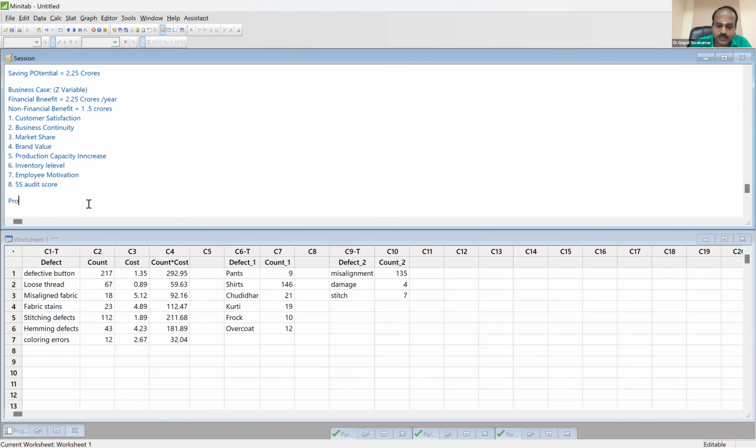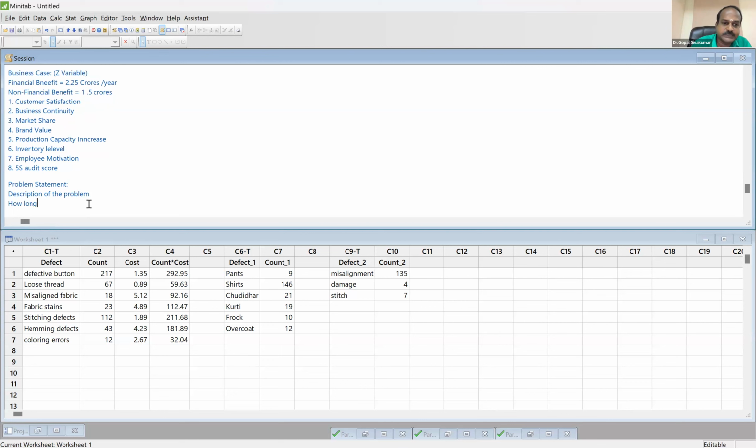Then you must talk about, actually tomorrow morning your first session is discussing a tool known as project charter. We are actually talking about the elements of the project charter. Then the problem statement. Problem statement means you should include a brief description of the problem, how long the problem exists, and the consequences of not addressing the problem. Covering all these aspects, you will be able to write a problem statement.